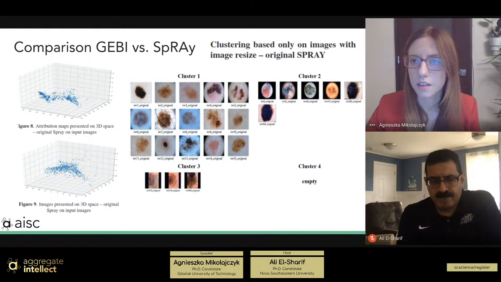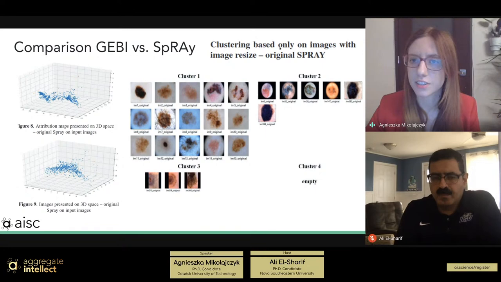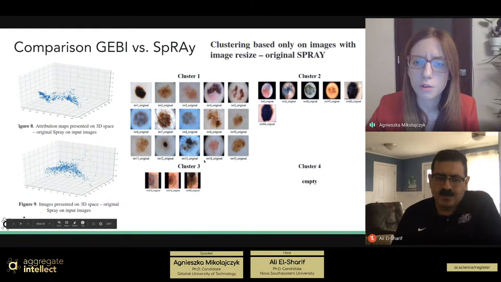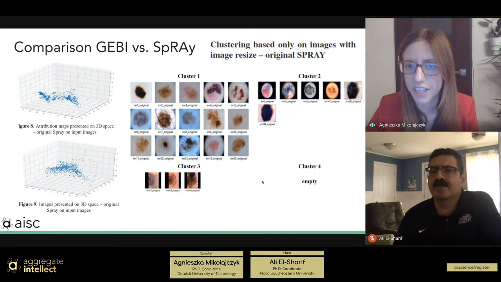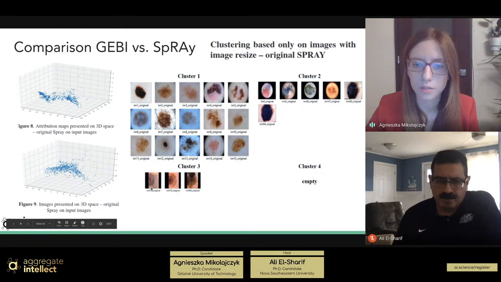Here, we clustered based only on images. In the original SpRAy paper, they explained that clustering only on images gives no very good results, and it's a waste of time. So we tried to do it, and our results were similar. Most of the images were in one same cluster, and we have two different non-significant clusters.